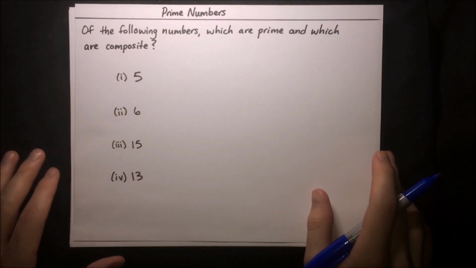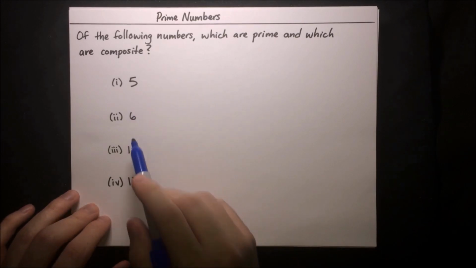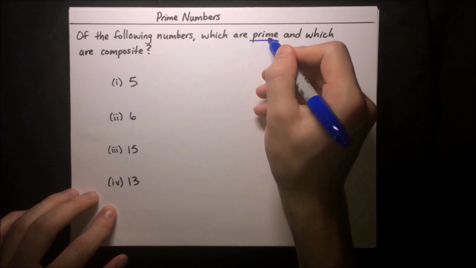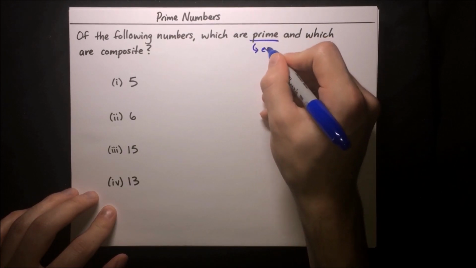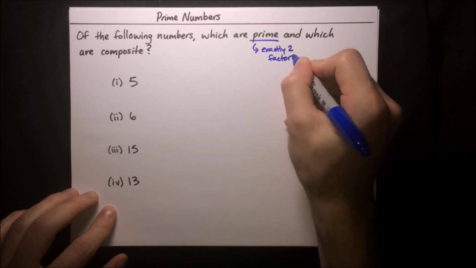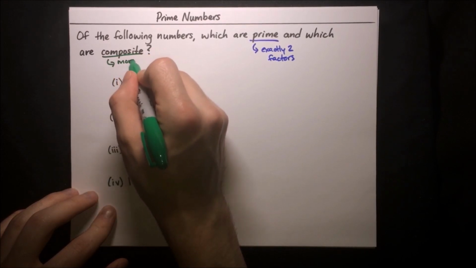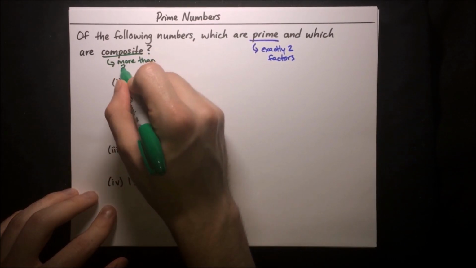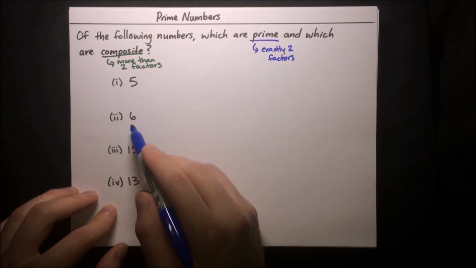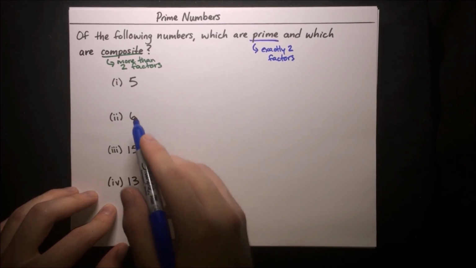Alright, so now that we know the definition of prime and composite, let's go ahead and apply that to group a few numbers into the correct category. So remember, prime means exactly two factors, whereas composite means more than two factors. So why don't we go through each of these numbers now and tell whether it's prime or composite. To do that, we just need to find all the factors of the number.